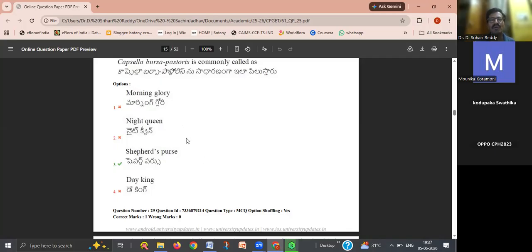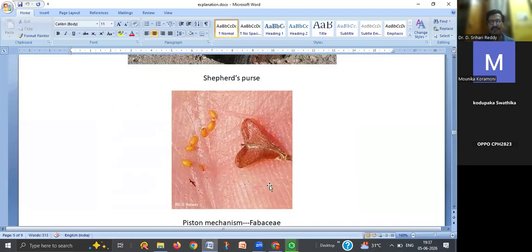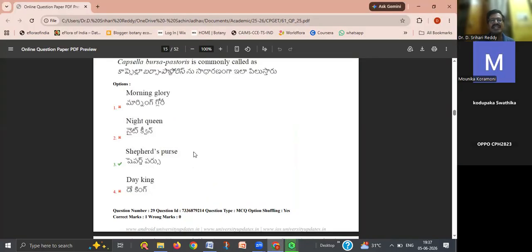And now the question is related to shepherd's purse. So Capsella bursa pastoris, common name is shepherd's purse. As I told you earlier, earlier shepherds used to have this kind of bag made up of leather. So it appears like the shepherd's purse. So it is named as shepherd's purse. So that is the answer for this. Common name of Capsella bursa pastoris is shepherd's purse.